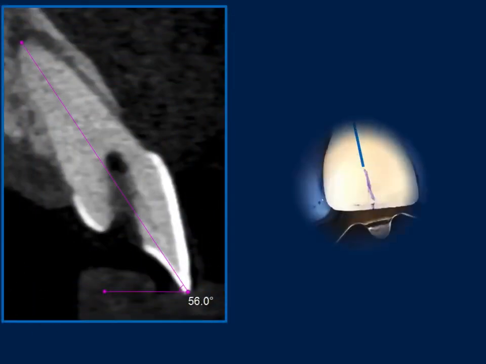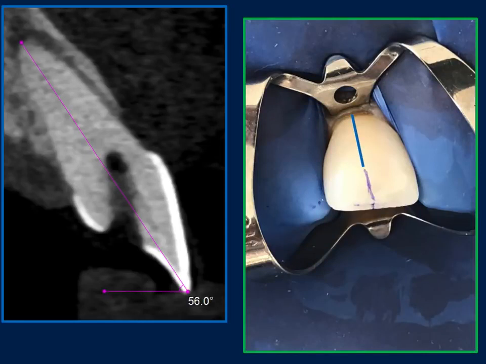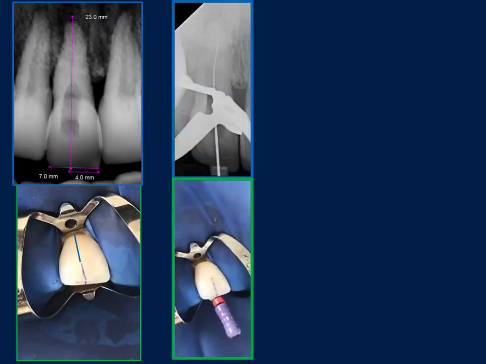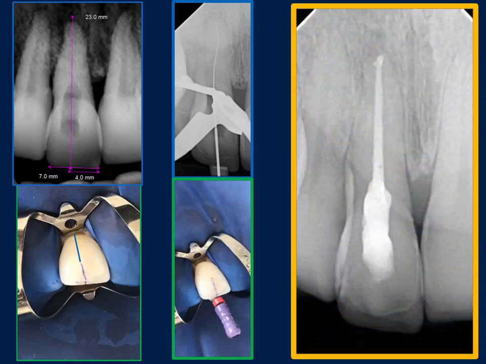I will take a file, an active tip file. Here I used Hero. Then I will go directly to the canal. So let's go with this file inside. So this is the final result. Then I will prepare, clean and fill the canal.